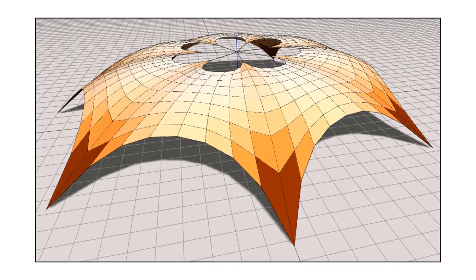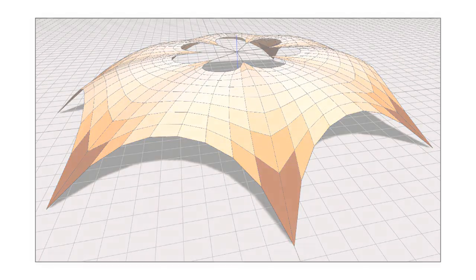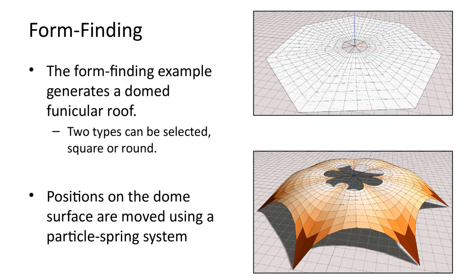In this video, we will look at how to implement the catenary form finding example in Mobius. In the form finding example, the positions in a polygon grid are modified based on the forces exerted by an upward force and by neighbouring positions. The process results in a variety of catenary dome forms.